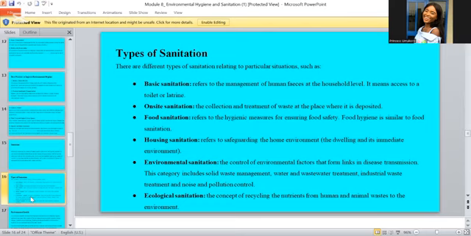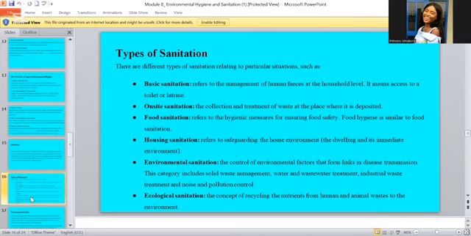Now, there are various types of sanitation, such as basic sanitation, which refers to the management of human feces at the household levels. It means access to a toilet or latrine. We have on-site sanitation, and this is collection and treatment of waste at the place where it is deposited. We have food sanitation, which refers to the hygiene measures for ensuring food safety. Food hygiene is similar to food sanitation.